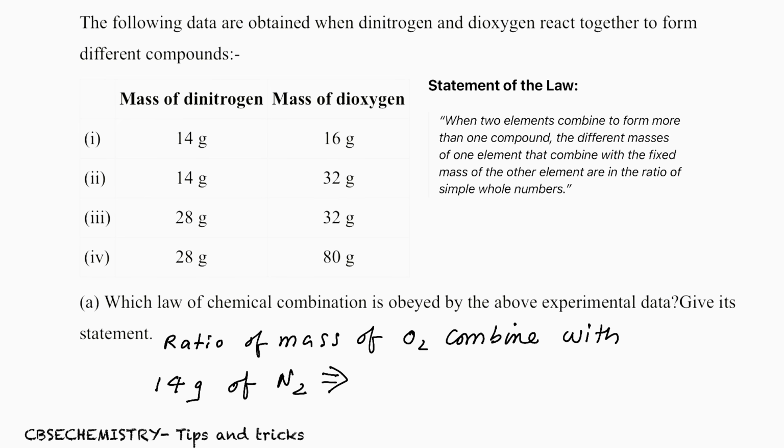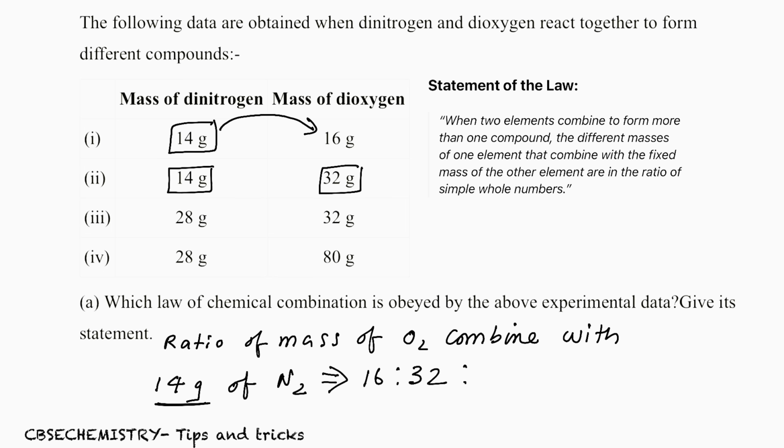Now check the first compound. You can see that it is already 14 gram, right? And you can see that 16 gram of dioxygen is combining with 14 gram of dinitrogen. So 16 gram of oxygen. Second case, again 14 gram, that is our fixed value, right? Now check how much oxygen is there, 32.